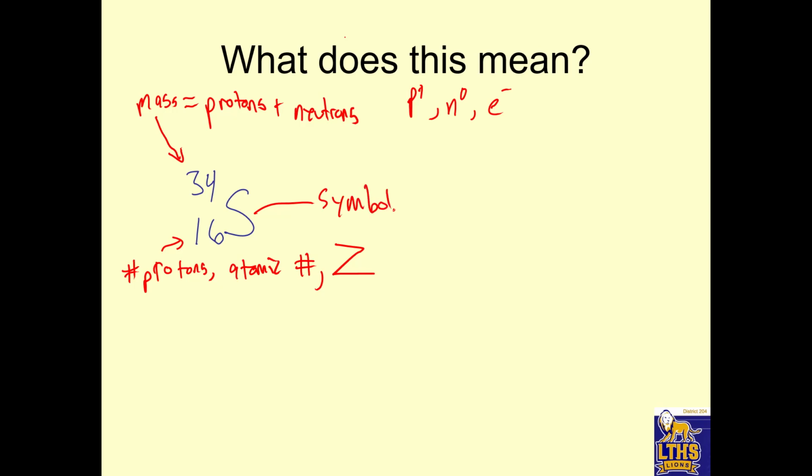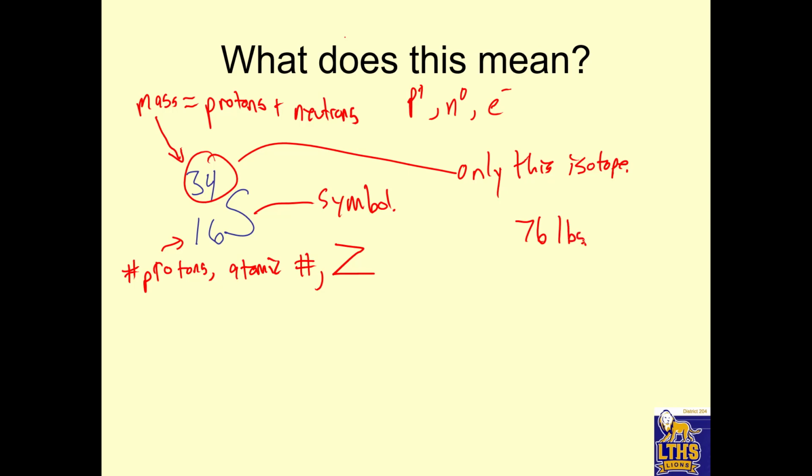Now, I want to point out this mass is the mass of only this isotope. That would be like my mom has a Rottweiler. It weighs 76 pounds. Now, the average mass of a Rottweiler is 80 to 110 pounds. I have a small Rottweiler. This one Rottweiler is 76, but this is your periodic table number. So if it was the periodic table, we might say the average mass of a Rottweiler is 101.